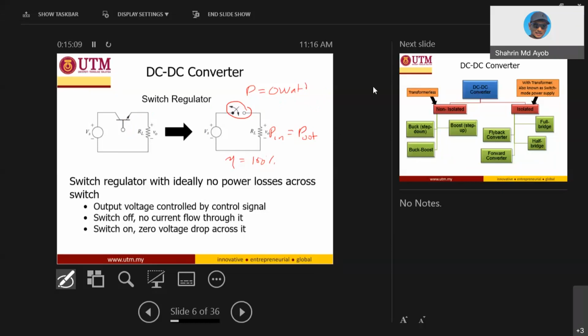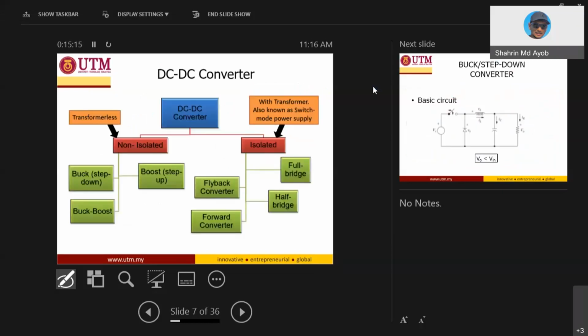Okay, so we will introduce you the types of DC-DC converters. This is the class of the DC-DC converters. We divided it into two classes. The first one is the non-isolated, meaning that there is no transformer between the source and the load.